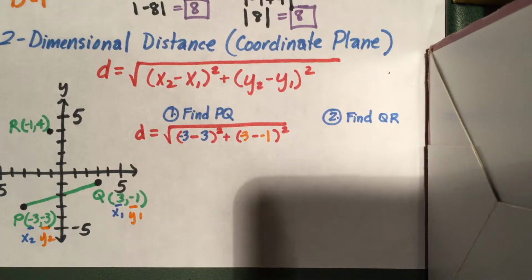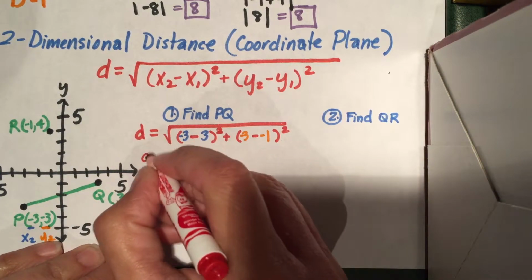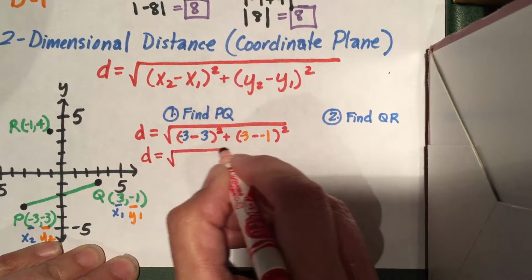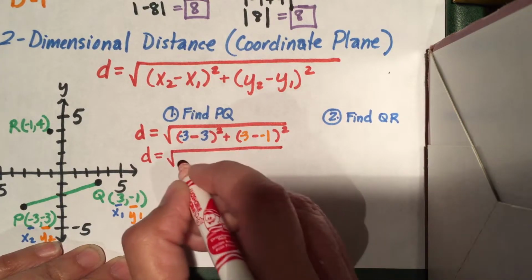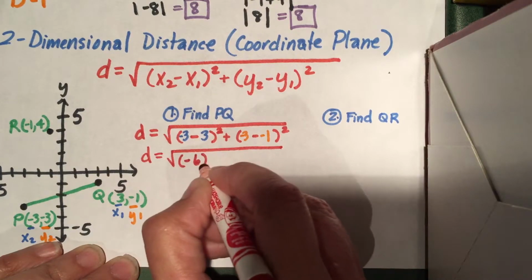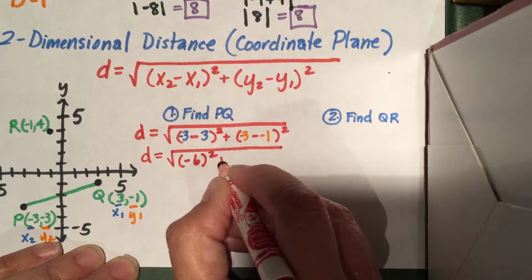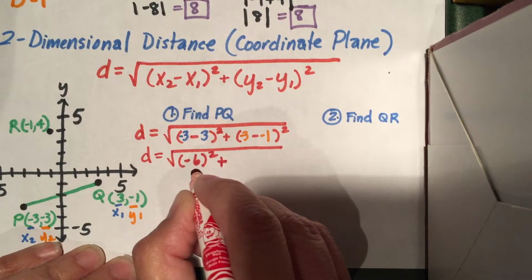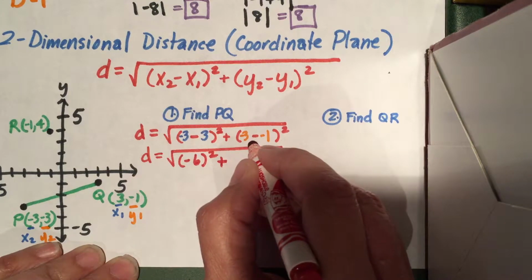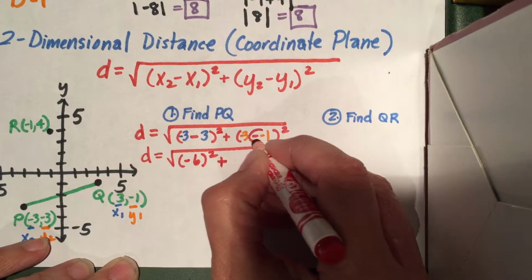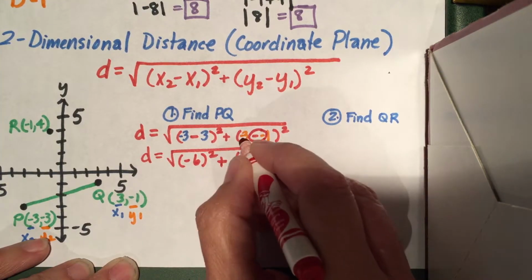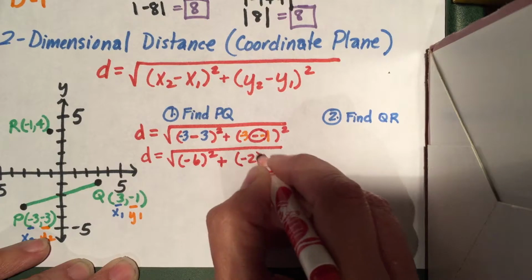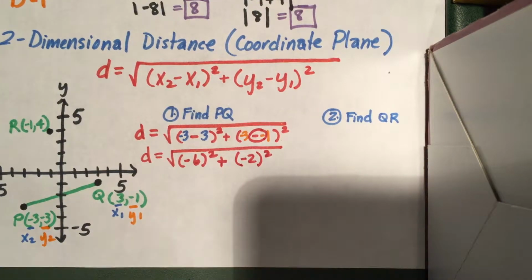So as I go through, the distance equals, I've got -3 minus 3. That becomes -6. Always keep your parentheses. Then I've got -3 minus negative. That becomes a positive there. So that's going to be a positive. So -3 plus 1, which is -2 squared. Okay.